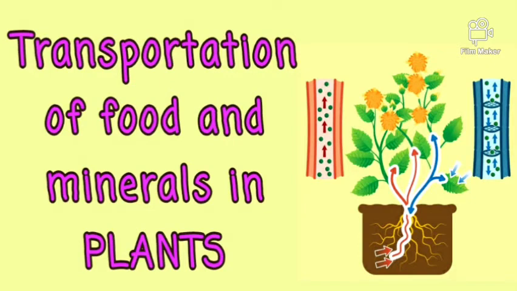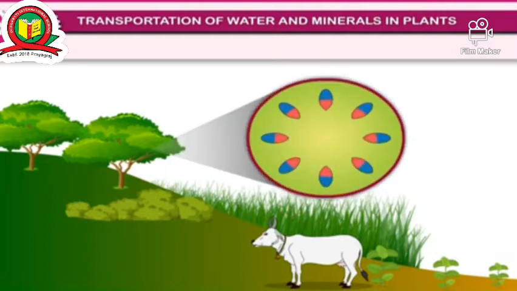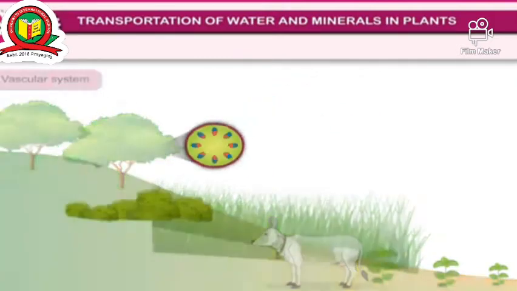Transportation of water and minerals in plants. Like animals, plants also have a mechanism of transportation of mineral solution. This takes place through a system called the vascular system. In plants, the vascular system consists of two types of conducting tissues.